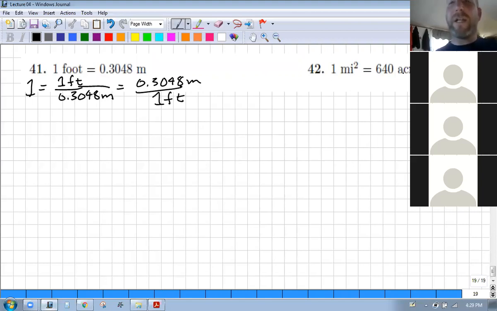Miles squared, an acre is an area, so you have to have miles squared. So number 1 is the same as the ratio of 1 mile squared to 640 acres. Or 640 acres compared to 1 square mile.